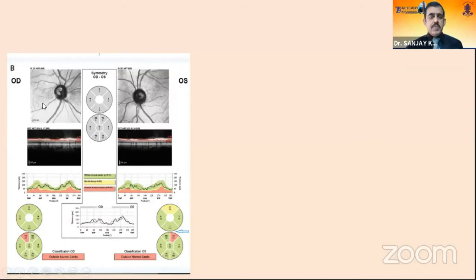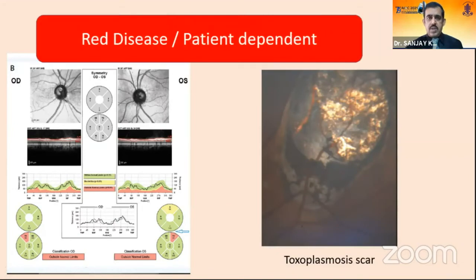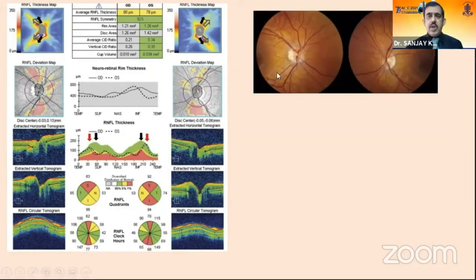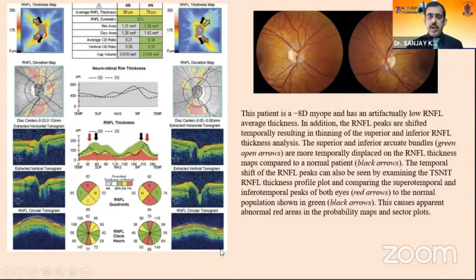Here is an example of a Spectralis OCT printout showing RNFL thinning. But when we see the fundus, we see that this is a central chorioretinal scar, and this is toxoplasmosis and not glaucoma. Here's another printout from Cirrus showing a lot of RNFL thinning over here. And when we see the fundus, we see it's a myopic disc. In myopia, the supero-temporal and the infero-temporal arcuate bundles converge temporally. So though the height of the hump is normal, because it is displaced laterally, we see a lot of red areas. So this is myopia and not glaucoma.